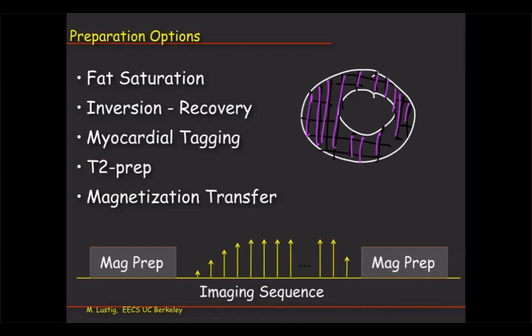Finally, you have T2 preps. T2 preps are if you have certain tissue that you want to emphasize the T2, you can actually do a series of pulses that prepares the magnetization to be sensitive to T2. And then after that, you just do a very quick gradient echo.